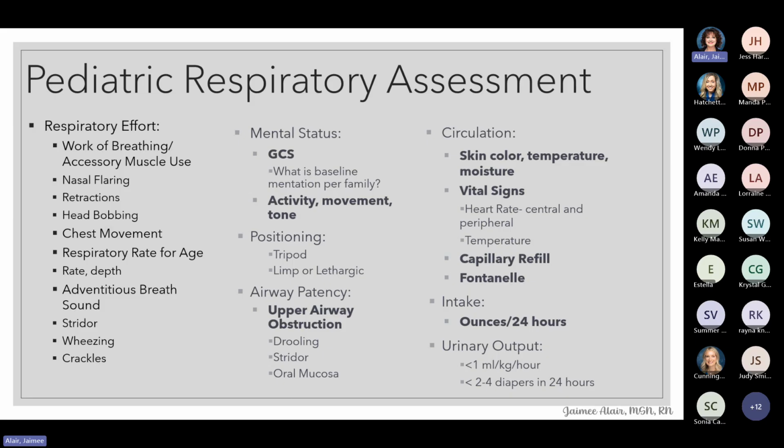The other thing that's important to ask is what their intake and output has been in the last 24 hours. How many wet diapers have they had? How many ounces of formula? How many times have they breastfed? Because that is all going to go to their dehydration status.